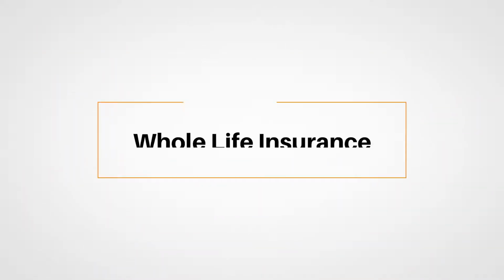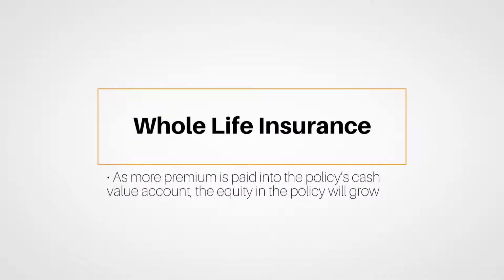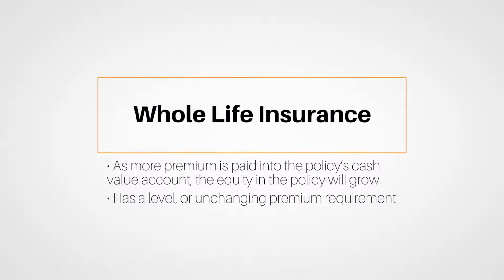So we looked at whole life, the first permanent insurance contract covered in the course, and we referred to the cash value in a policy as the owner's equity in the policy. As more premium is paid into the policy's cash value account, the equity in the policy will grow, just like when mortgage payments are made. Conventional mortgages have the same mortgage payment every month. This could be called a level mortgage payment. Whole life policies also have a level or unchanging premium requirement.